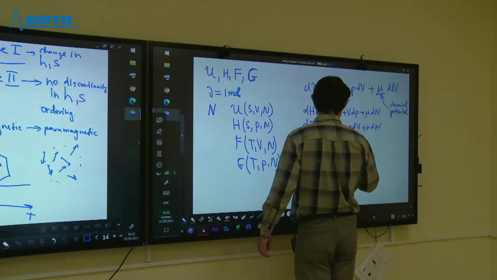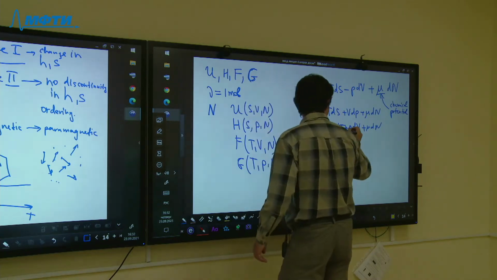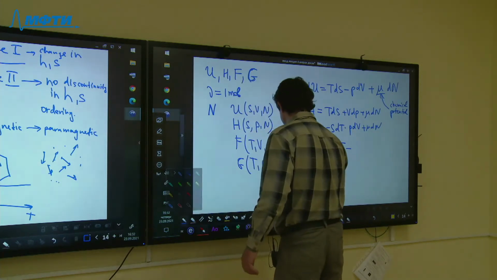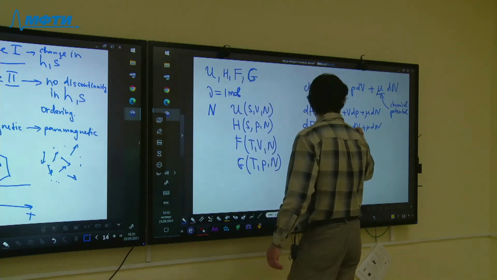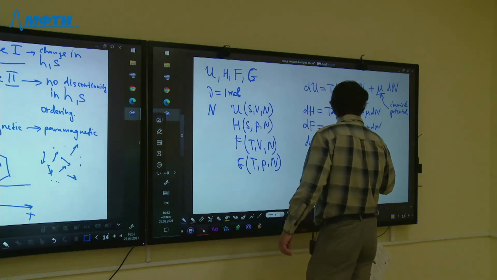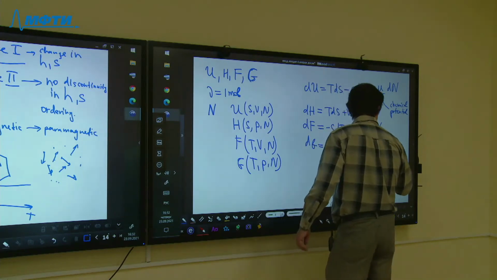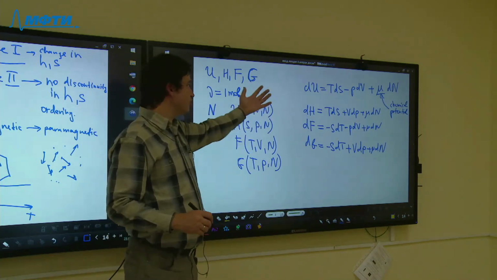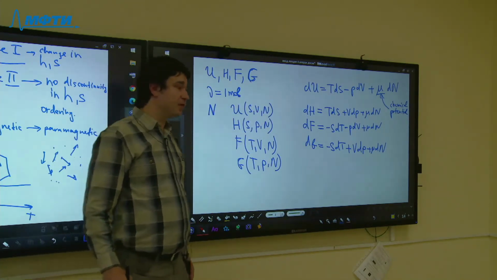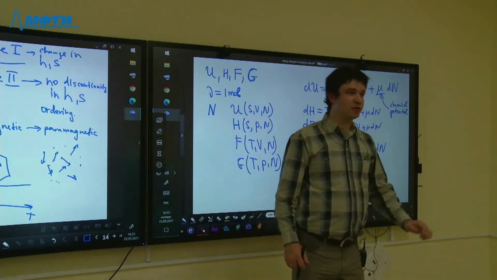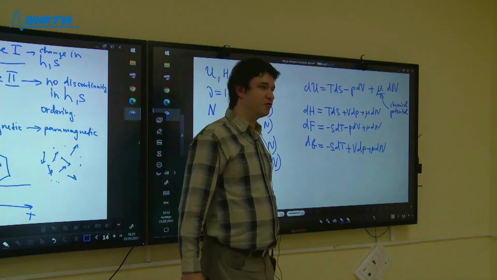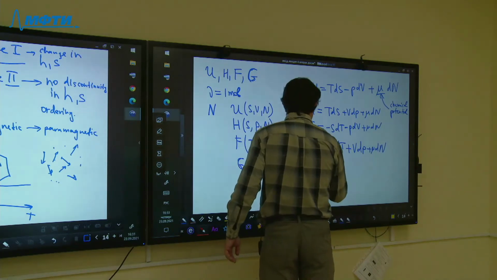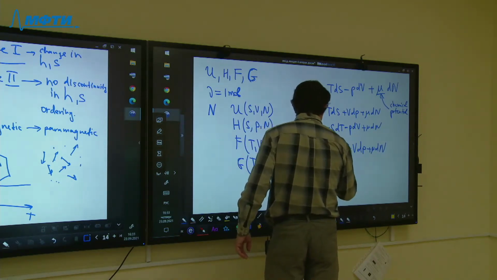Oops, I made a small mistake here. Sorry. Okay, so all of these actually change as you change the number of molecules. Actually, in thermodynamics, there are two types of quantities. One of them changes as you change the number of molecules, the other one does not. And those quantities which change as you increase the number of molecules are called extensive variables.